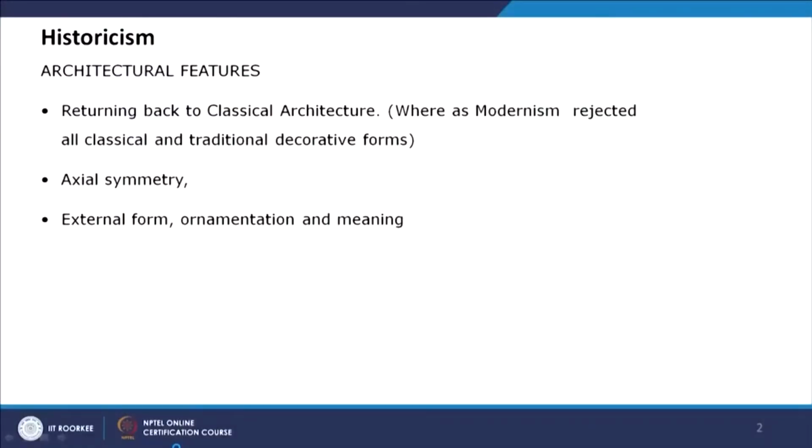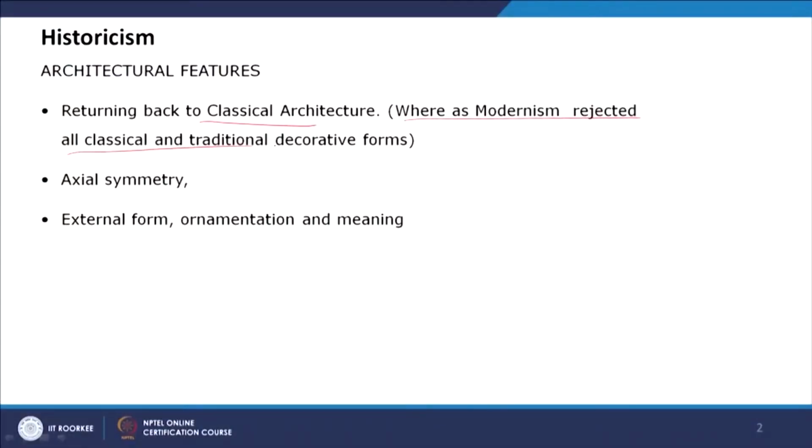So in historicism, we will see the architectural features returning back to classical architecture. Sometimes it's classical architecture, or it can also be Gothic in a few cases, and others done before the industrial revolution, from Renaissance to especially classical architecture. Whereas modernism rejected classical architecture and traditional decorative forms.